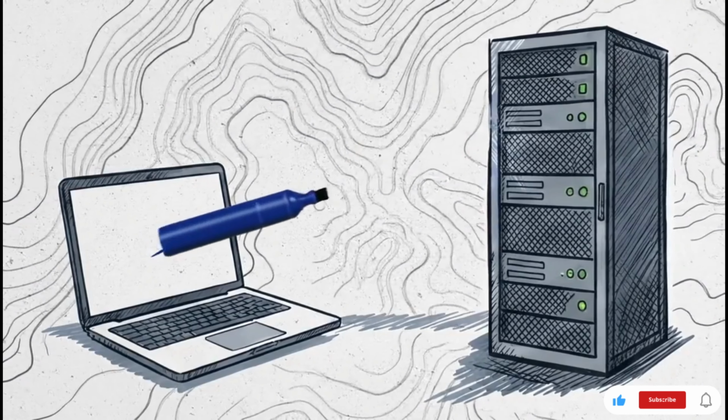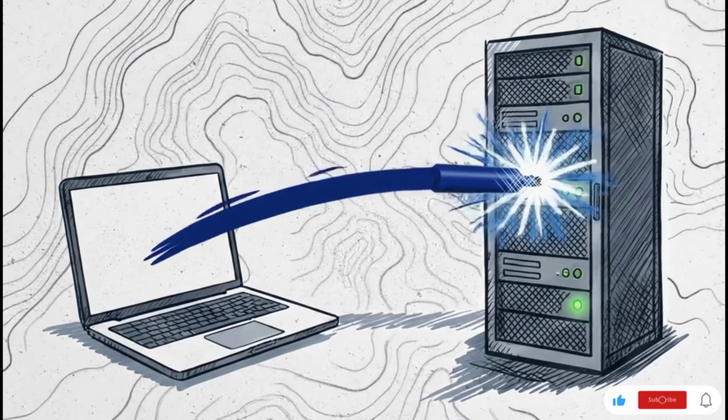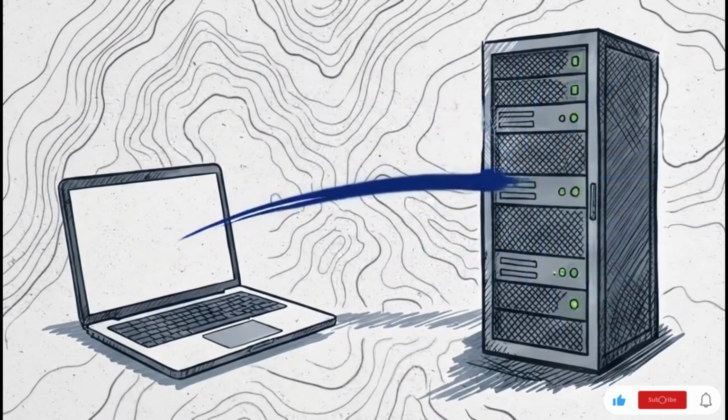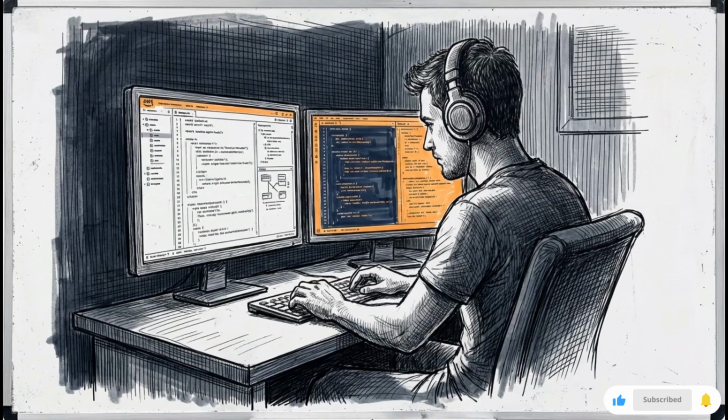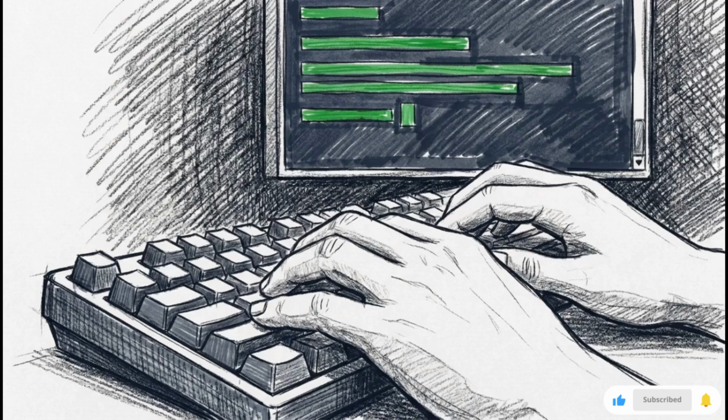Imagine typing a command on your local keyboard and instantly controlling a massive, high-powered computer sitting hundreds of miles away in a secure data center. That is the core superpower of a DevOps engineer. By the end of this video, you will launch a live Ubuntu Linux server on Amazon Web Services and securely log into it using your local terminal.